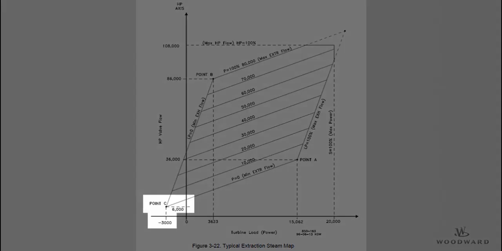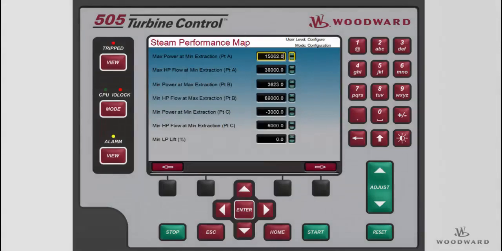Point C is where the LP equals 0 and P equals 0 lines intersect. The S-axis value is defined as minimum power at minimum extraction. It is about negative 3,000 kilowatts in our example. The HP-axis value is defined as minimum HP flow at minimum extraction, about 6,000 pounds per hour. The S-axis and HP-axis values for point C are entered on the third page of the steam map configuration menu.